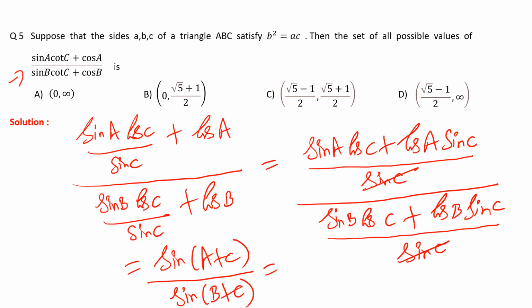Now, sine of A plus C means sine of pi minus B, which is nothing but sine B. And in the denominator, sine of B plus C means sine of pi minus A, which is sine A, right? So that means now we have to calculate the range for sine B upon sine A. Now, we are given that b square is equal to ac. Fine. So what does this mean? How can we use b square equal to ac in this question?